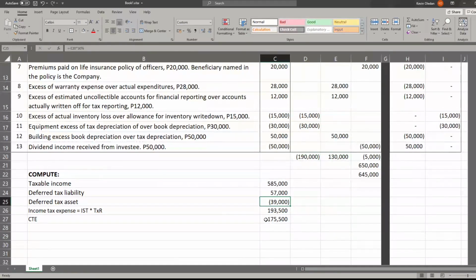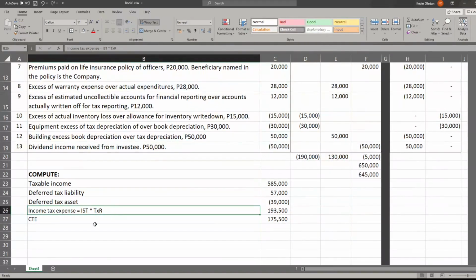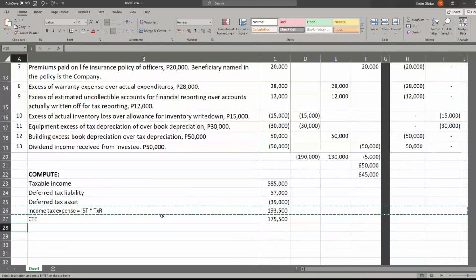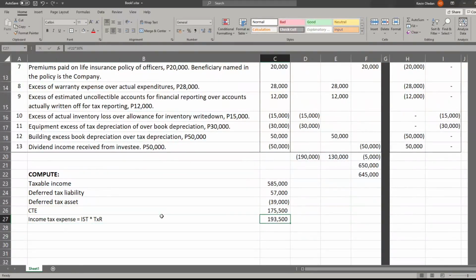Okay, what I did, guys, is eto. Let me illustrate one more thing for you. Your income tax expense is actually comprised of current tax expense plus and minus deferred taxes. Okay, income tax expense. Itong 193,500 na to, it is comprised of the current tax plus deferred tax liab minus deferred tax asset.